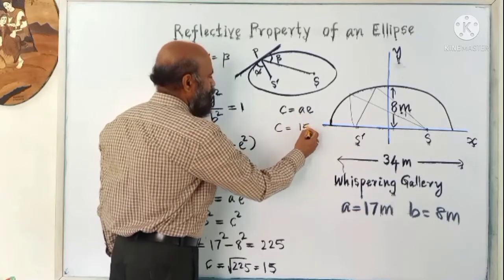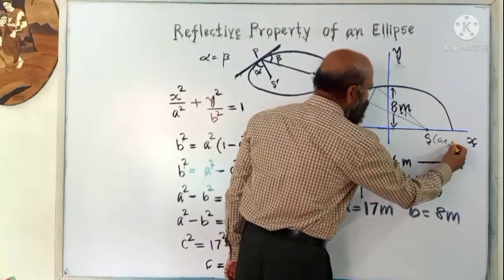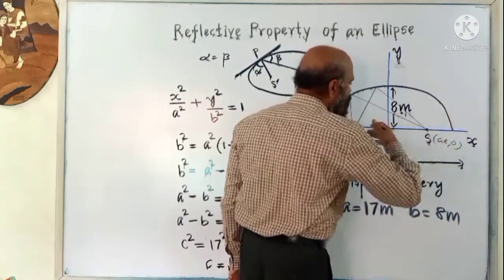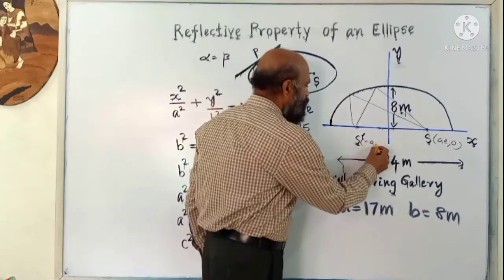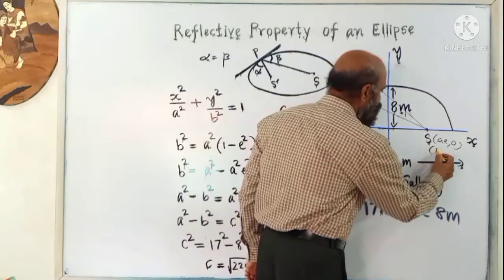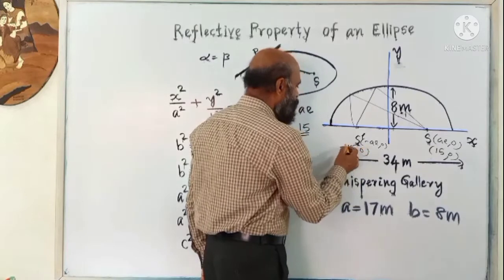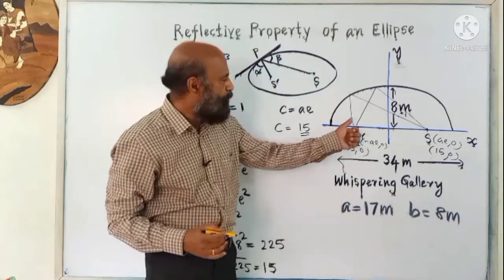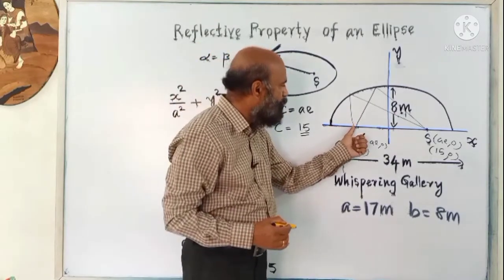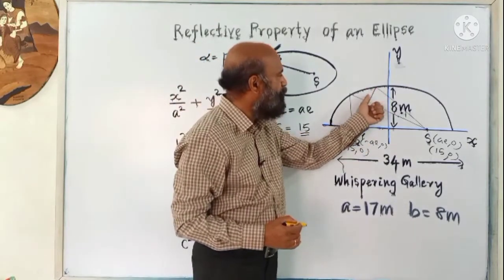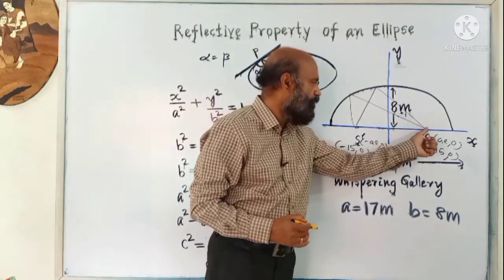That means AE is 15, so the focus is AE comma 0. Since it is on the x-axis, it is AE comma 0, and here it is minus AE comma 0. So here it is 15 comma 0, and this side it is minus 15 comma 0. A person talking from this focus, the sound wave is reflected and it will be received at the other focus.